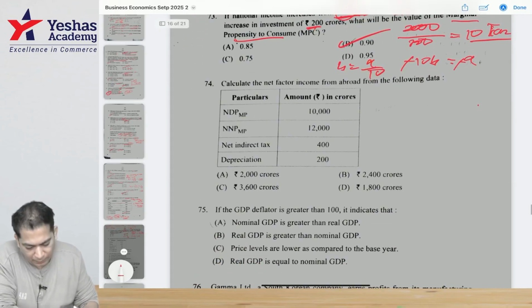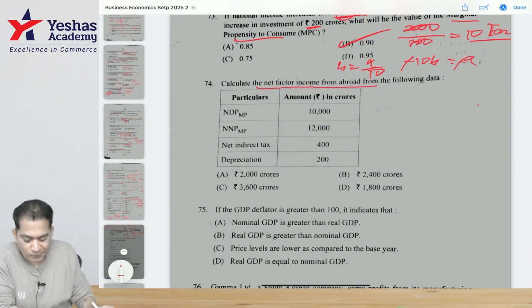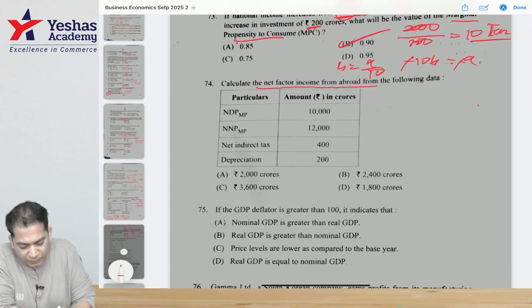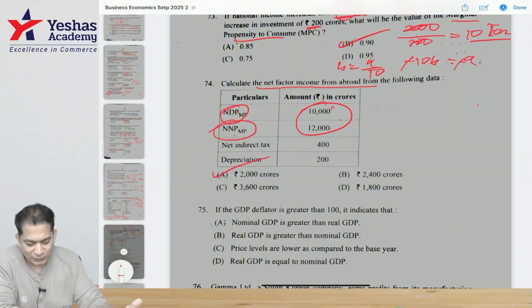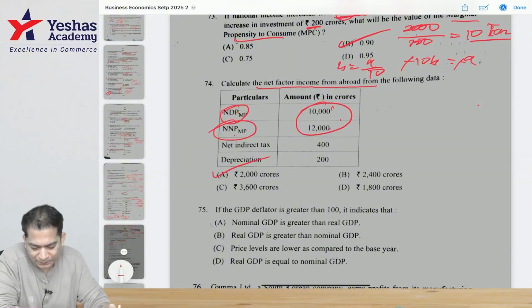Now, particulars. Net domestic product at market price is given. What you have to find out? You have to calculate NFIA from abroad. Net domestic product and net national product. What is the difference between domestic and national? NFIA. So NFIA is 2,000 rupees here. A direct question. They've given other values just to deviate you.